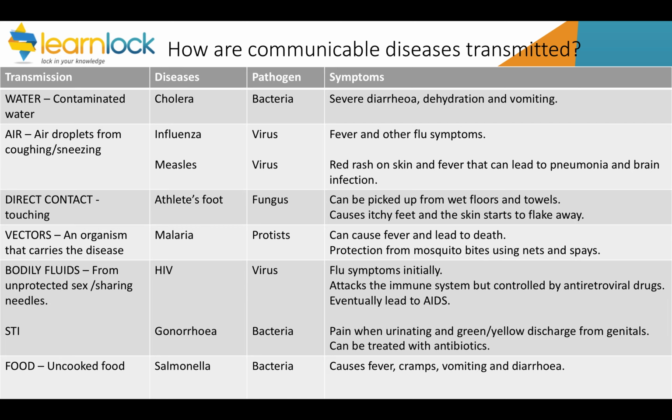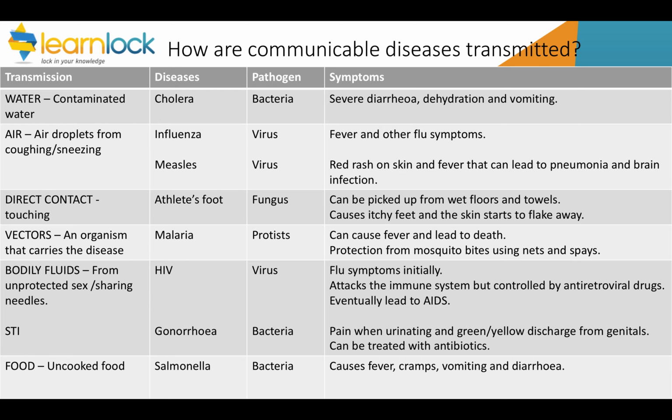Another STI, or sexually transmitted infection, is gonorrhea, and this is a bacterial infection. The symptoms include pain when urinating and a green-yellow discharge from the vagina or the penis. These can be treated with antibiotics. One way to prevent them is to use condoms during sexual intercourse.